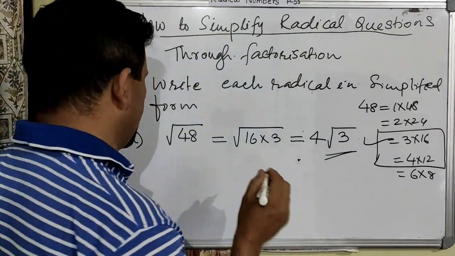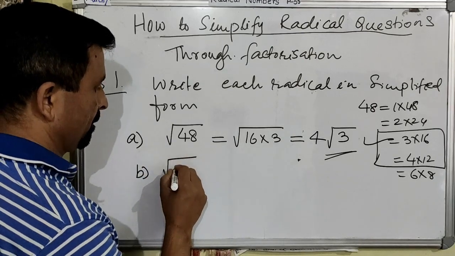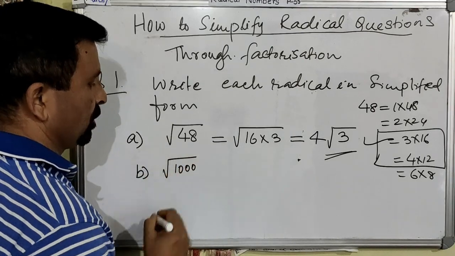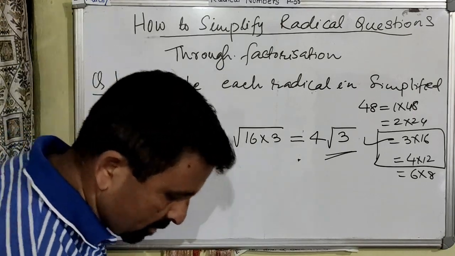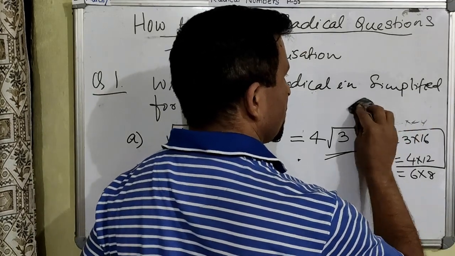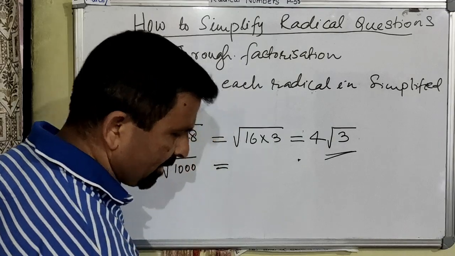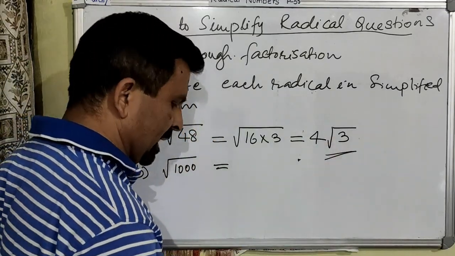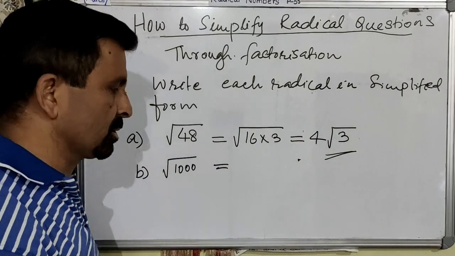Hope this is clear. Let us see one more example: root over 1000. Is it okay? Now for root over 1000, again you have to factorize, the same way. The bigger the number, the more pairs of factors you will have. So every time you don't need to do this, this was just a beginning, that is why I gave it to you. If it is necessary, you can do the rough work. Otherwise, if you think you can do it mentally also, fine.